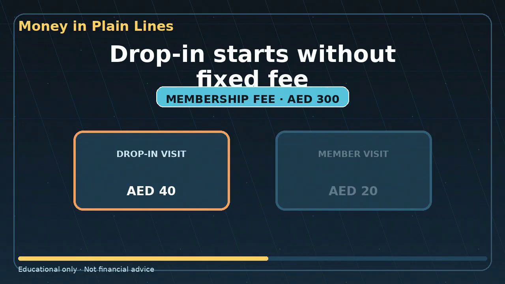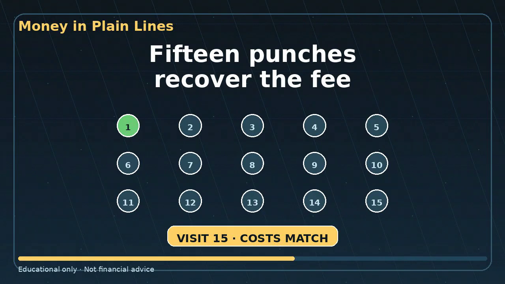The cost lines tell the same story from another angle. The drop-in line starts at 0 and rises AED 40 with every visit. The membership line starts at AED 300 and rises more slowly, at AED 20 per visit. Because the membership line starts higher but rises more slowly, the lines cross at 15 visits. Before the crossing, drop-in costs less. After the crossing, membership costs less under these exact assumptions.